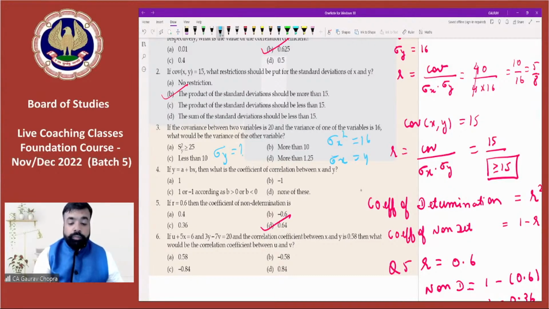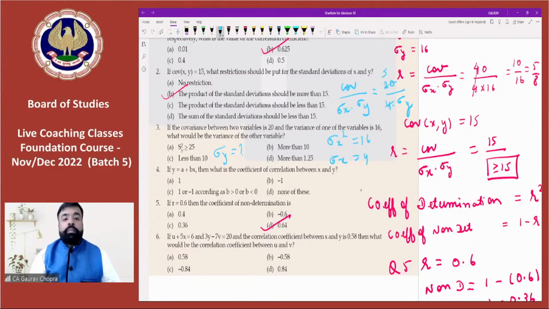So what is the formula? Covariance upon sigma x into sigma y. So covariance is 20, sigma x is 4, sigma y we have to calculate. So how much are we getting? 5 upon sigma y. We are getting 5 divided by sigma y. Now, what should be the minimum value of sigma y? Sigma y can never be less than 5, because if it is less than 5, r will exceed 1, which is not possible. So minimum value of sigma y should be 5.